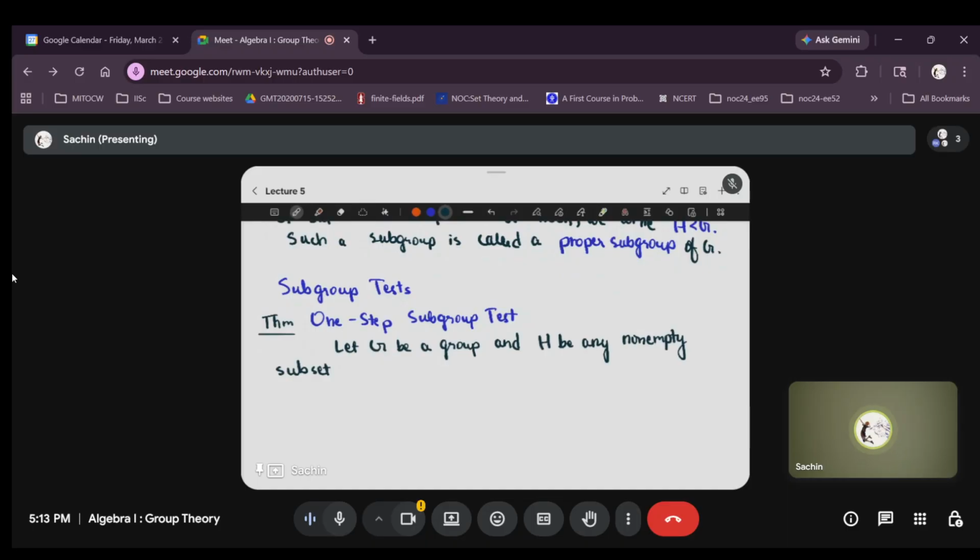So let G be a group and H be a non-empty subset of G. If ab^-1 is in H, not in the group, whenever a and b are in H. So if you pick any two elements of H, a and b, then a times b inverse must be in the set.